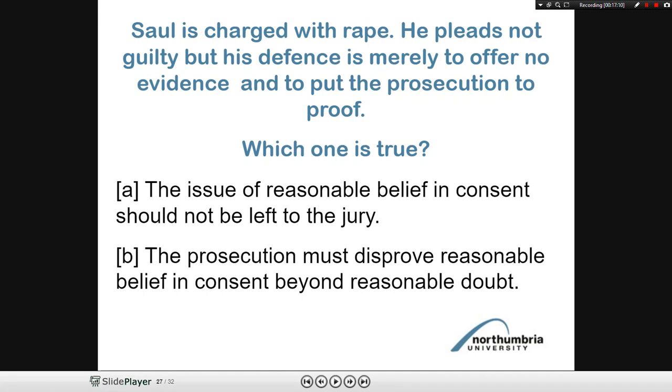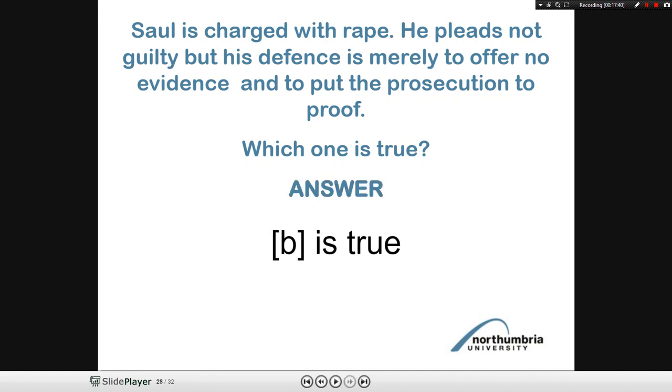So Saul is charged with rape. He pleaded not guilty, but his defense is merely to offer no evidence and to put the prosecution to proof. Which one is true? Number A, the issue of a reasonable belief in consent should not be left to the jury. And number B, the prosecution must disprove reasonable belief in consent beyond reasonable doubt. Which one is true? So the answer is number B.